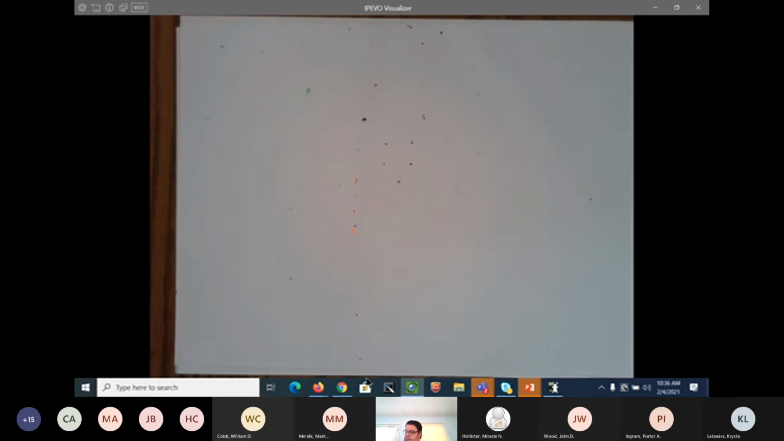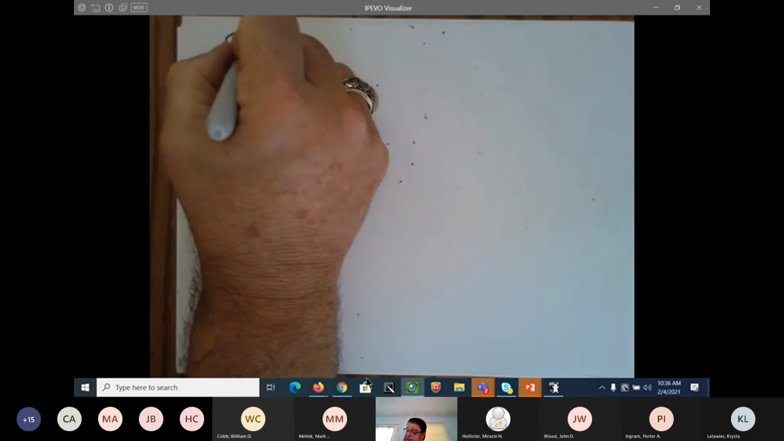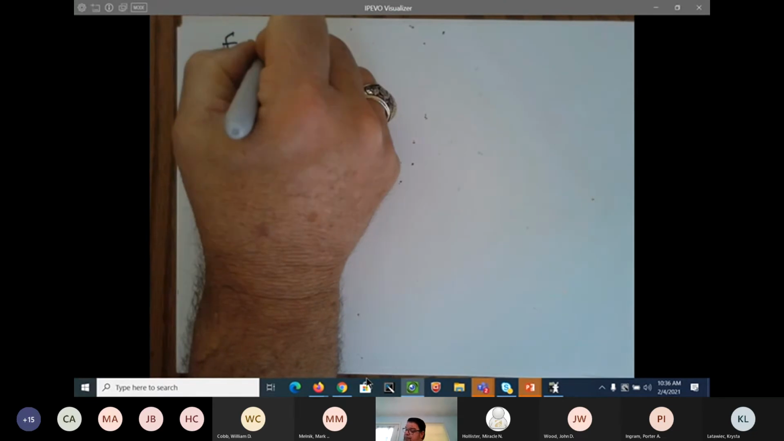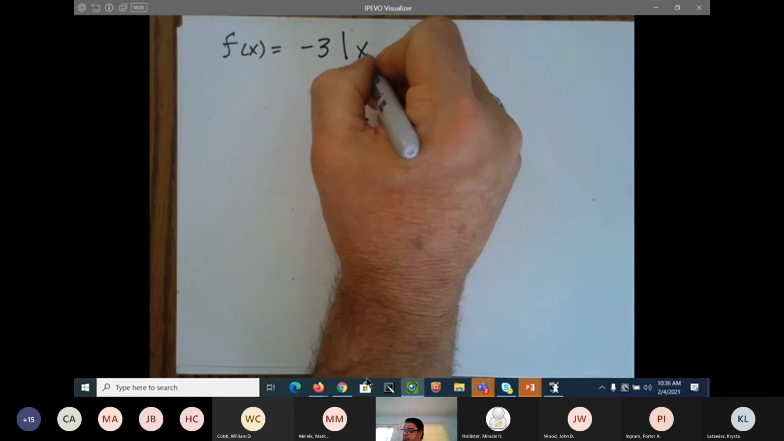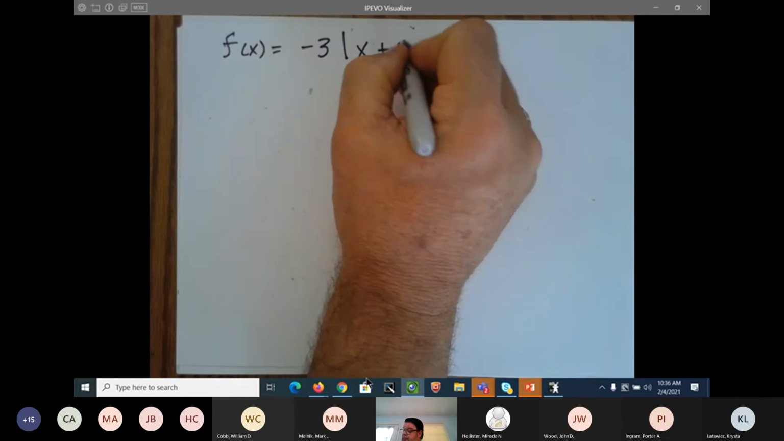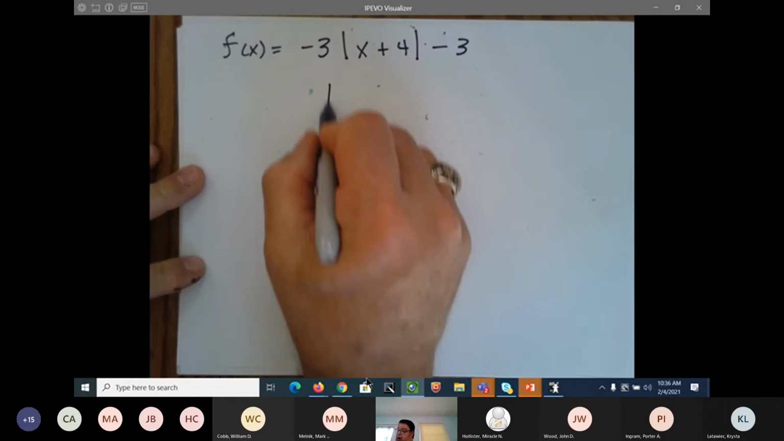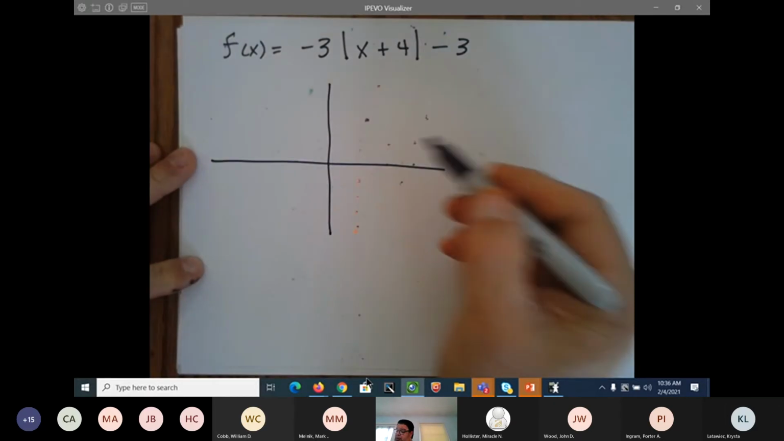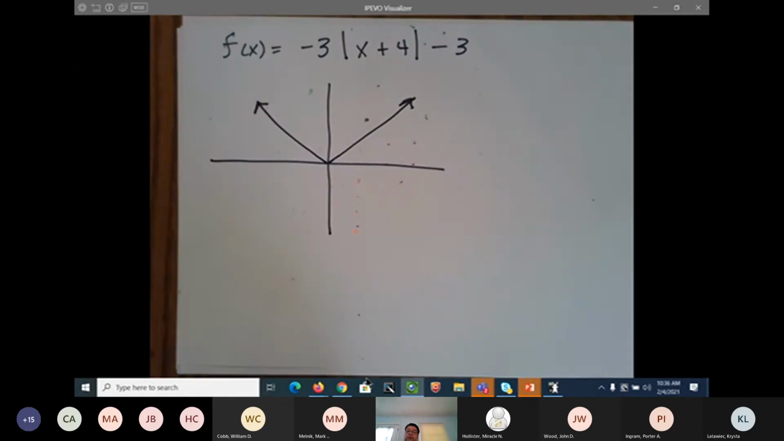As soon as I get set here, f of x is equal to -3 absolute value of x plus 4 minus 3. Well, the first thing you're going to do is draw the basic model. The basic model looks like this, because you know your parent graphs that I gave you, I told you to print out, and one or two of you did, the rest of you didn't.